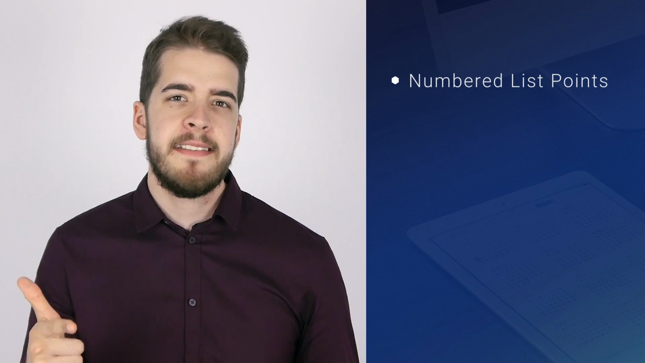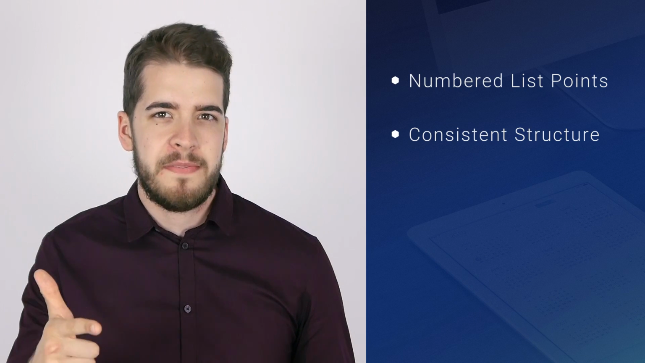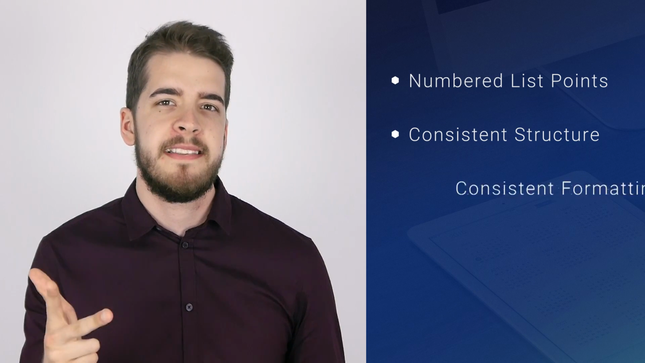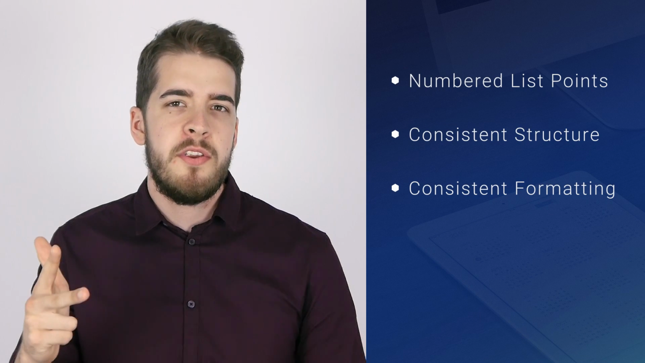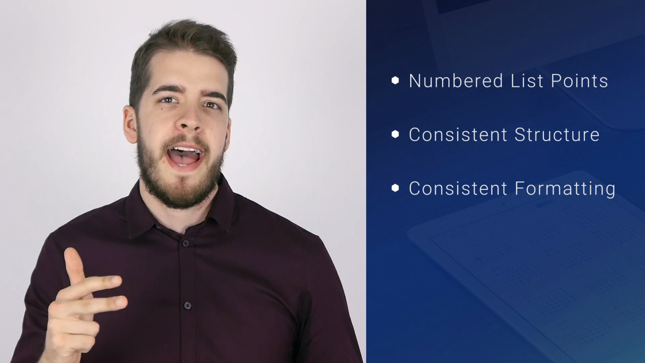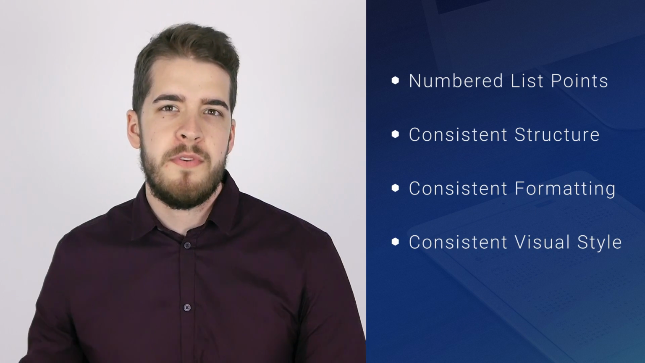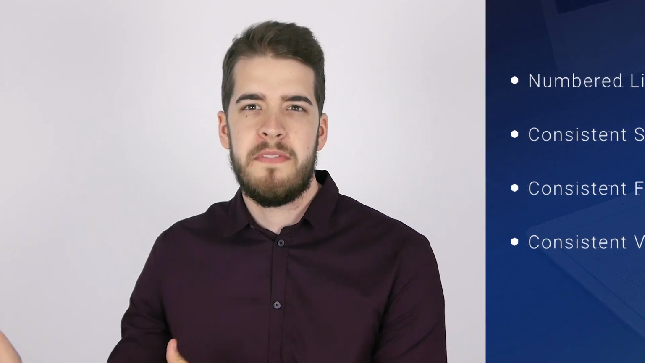So for best scannability, your list post must have numbered list points, first of all. Then it needs to have a consistent structure, right? With headings and paragraphs and all that. Then it needs to have consistent formatting. So you need to use the same fonts and the same sizes for the headings and the paragraphs. And last but not least, it needs to have consistent visual style. So if you've included an image on one of the points, then you must include another image on the next point as well. An image or a graphic or something similar.